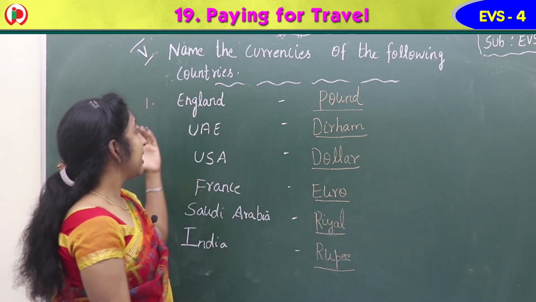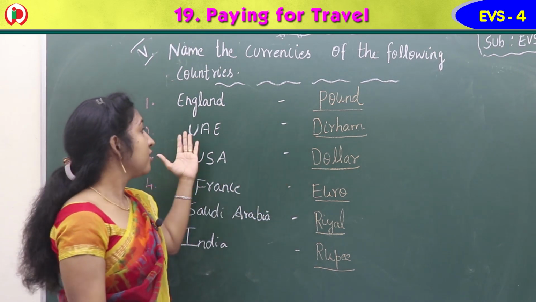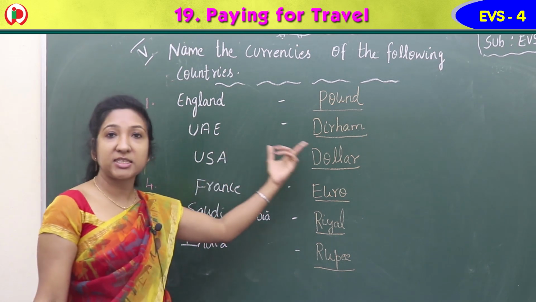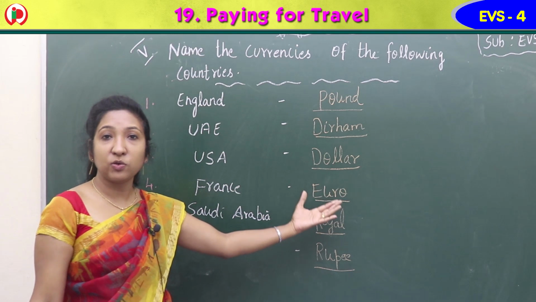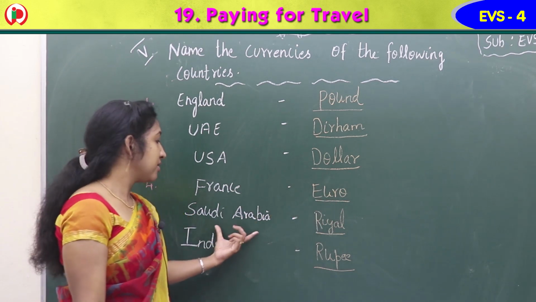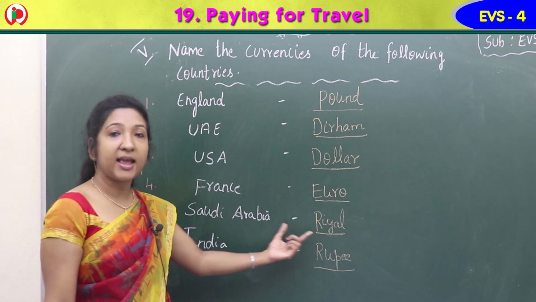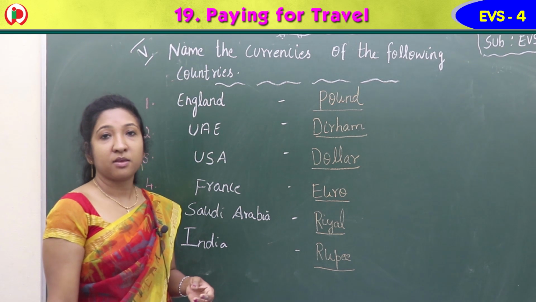Yes, so England currency is pound, P-O-U-N-D, pound. UAE is dirham, D-I-R-H-A-M. USA is dollar, D-O-L-L-A-R. France is euro, E-U-R-O. Saudi Arabia is Riyal, R-I-Y-A-L. And India is rupee, R-U-P-E-E, rupee. Okay, children?